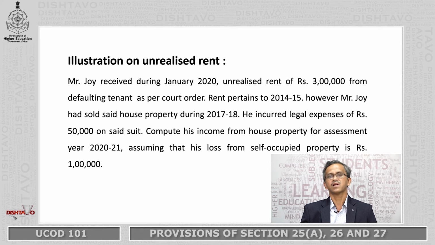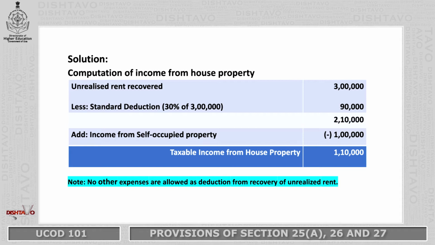2020-21 when you recover this rent, and you are told that his loss from self occupied property is rupees 1 lakh. Now, if you see here, the unrealized rent recovered is rupees 3 lakhs. From that, you have to give standard deduction of rupees 90,000, that is 30% of unrealized rent. It works out to be 2 lakhs 10,000. Now, this is your income. 2 lakhs 10,000 is the income from unrealized rent.